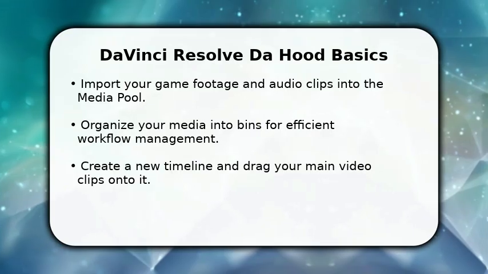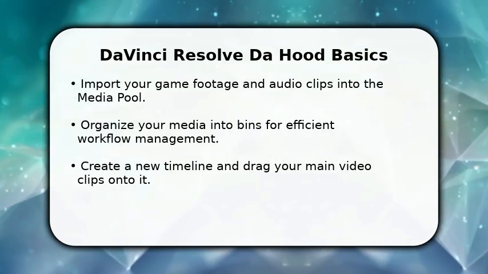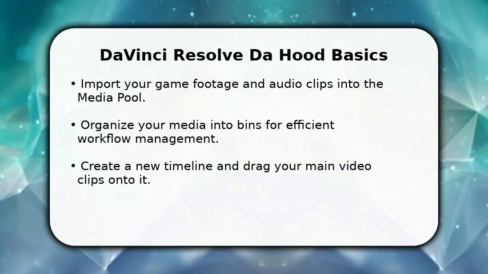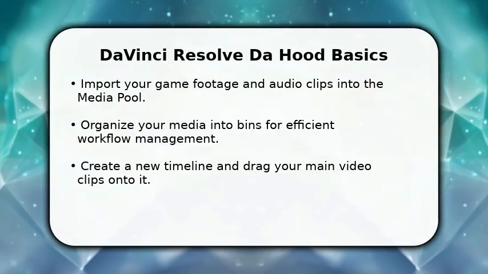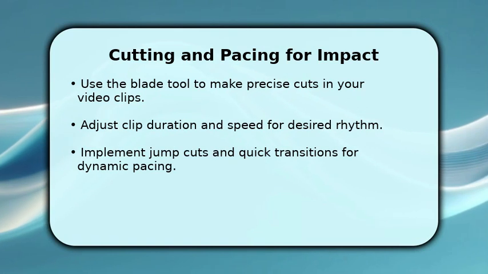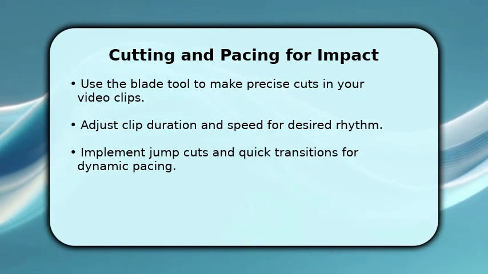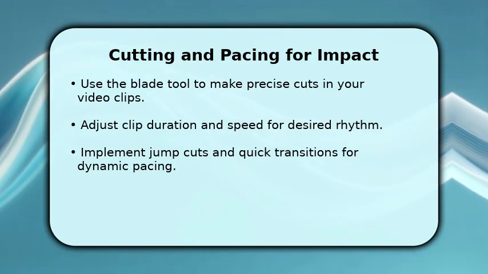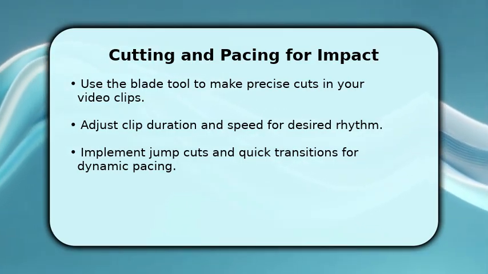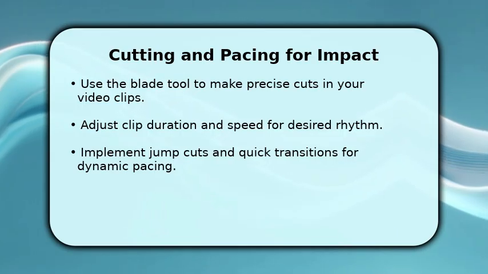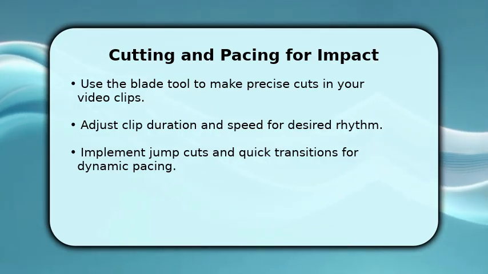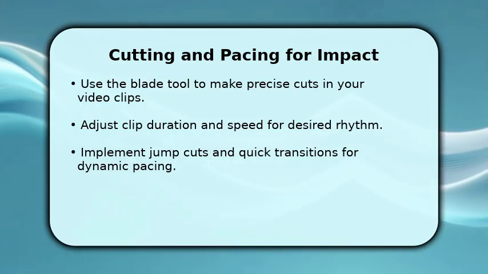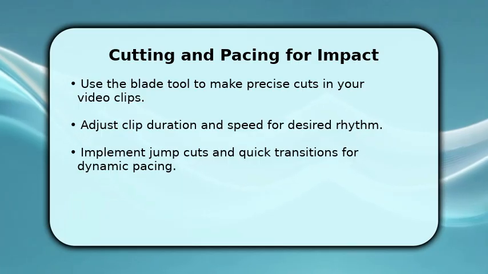Remember to set your project frame rate to 60 frames per second for that super smooth, professional look in your final video. Now, let's talk about making your edits pop. The blade tool is your best friend for precise cuts, allowing you to trim clips exactly where needed. Adjusting clip duration and speed is crucial for setting the perfect rhythm. Try using jump cuts and quick transitions to keep the energy high and the pacing dynamic.